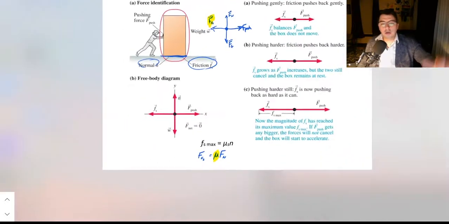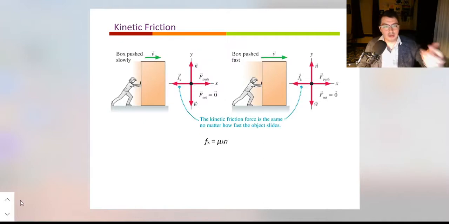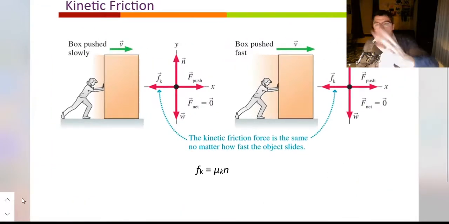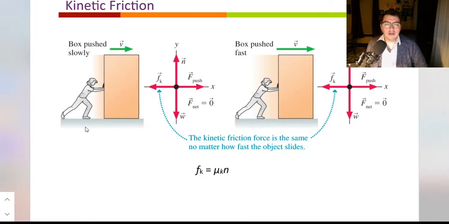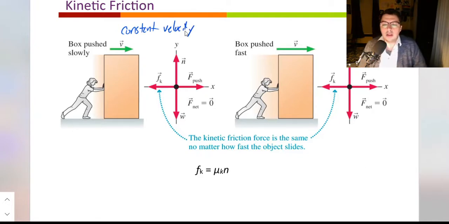Now, friction is also important when things are moving and sliding. So if we have a case where we are now pushing on a box and it is moving, we have to push against this kinetic friction force. In these two examples, the box is moving at a constant velocity, and we see again that the pushing force and the kinetic friction force are matched. It does not matter whether we're moving fast or slow.